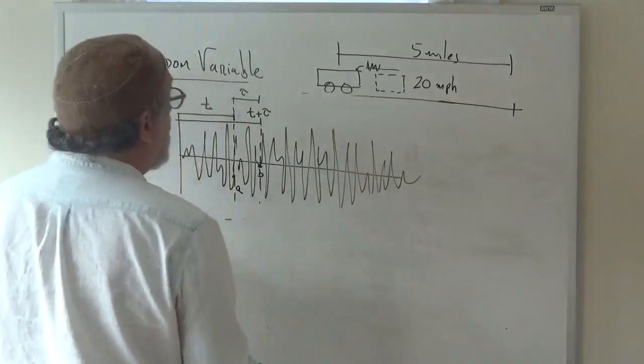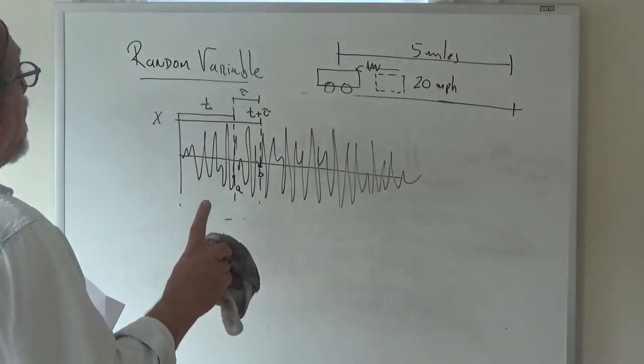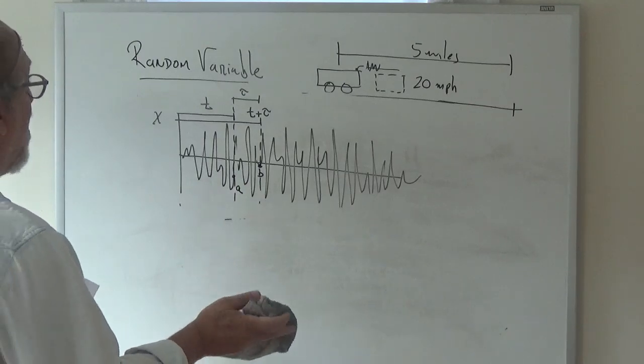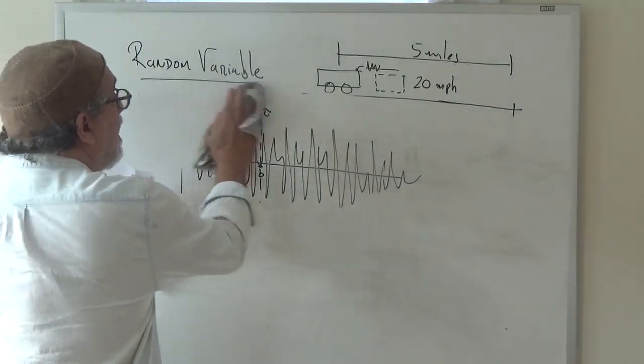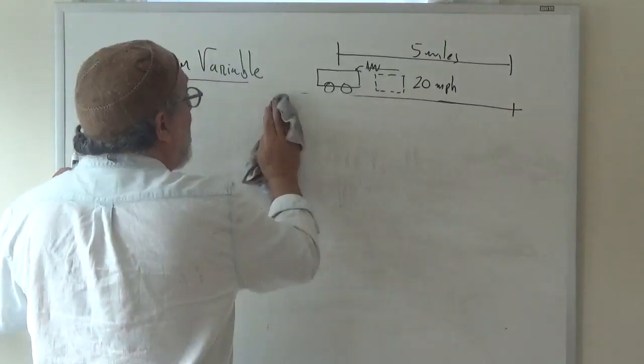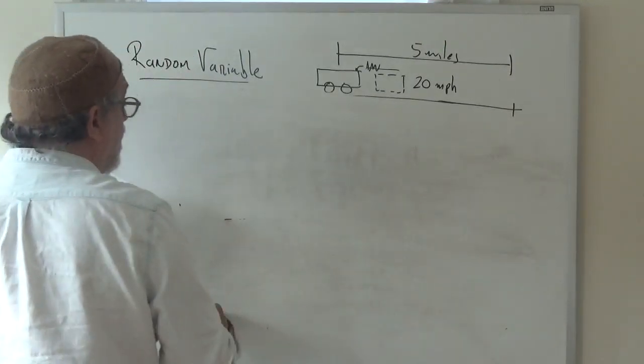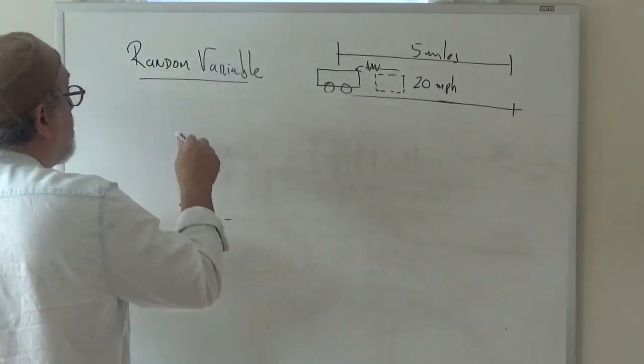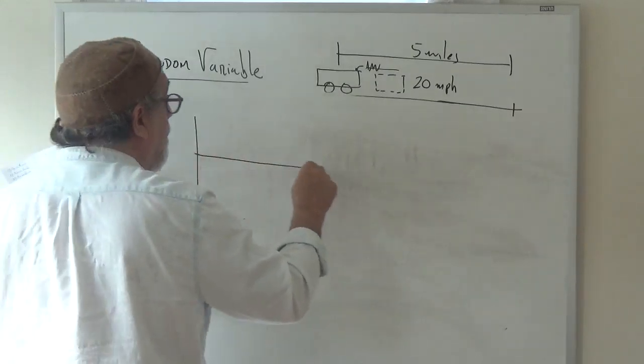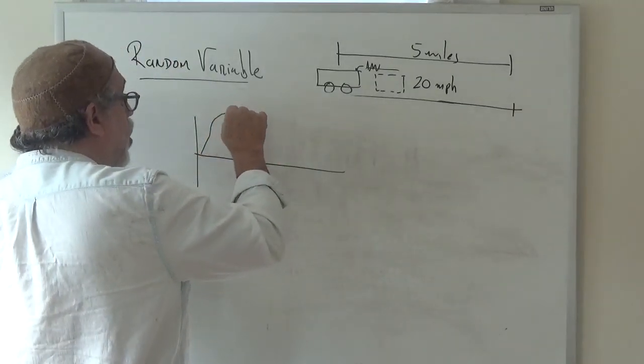Now, okay, so that is correlation. If you have a signal that is like this, I mean, this is almost a sine, right?